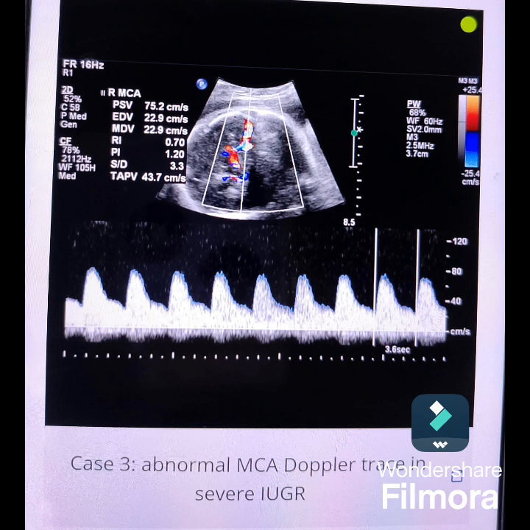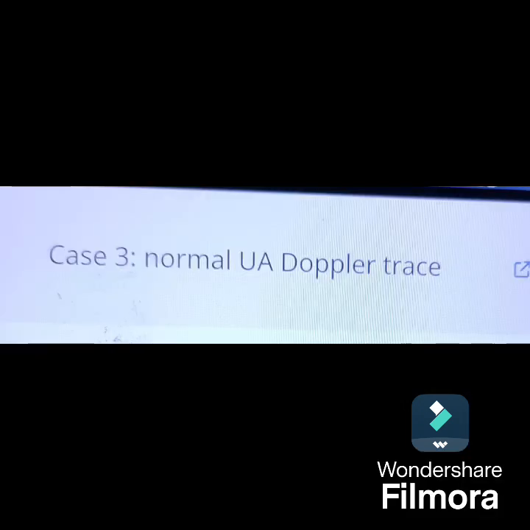Now abnormalities of the umbilical artery. The umbilical artery is useful in diagnosing the type of IUGR, whether it is symmetrical or asymmetrical, and in management. In symmetrical IUGR, the umbilical artery Doppler is normal. It is only small for gestation, and the umbilical artery Doppler is normal.